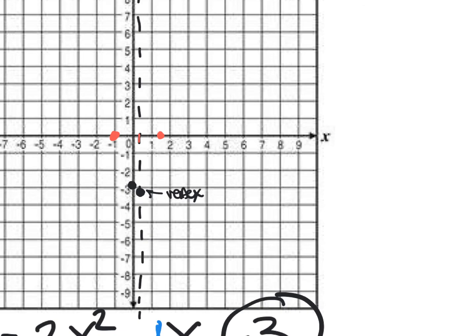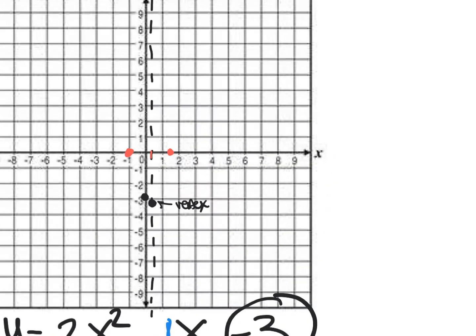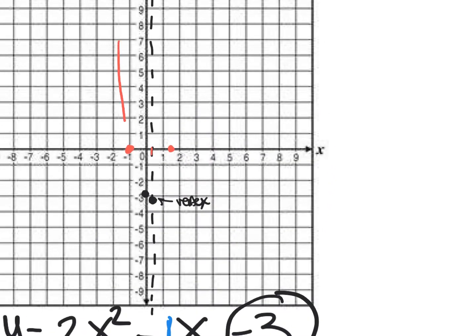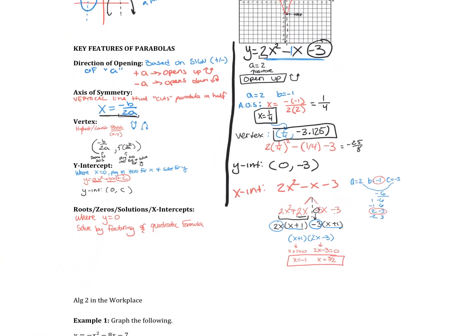Okay, and then we just connect the dots we have, and we know our parabola has to open up, so we got to make sure our arrows are going up. Go through all the points that we know, and beautiful. All right, so it's just being able to find all those different aspects and graph them as you go.